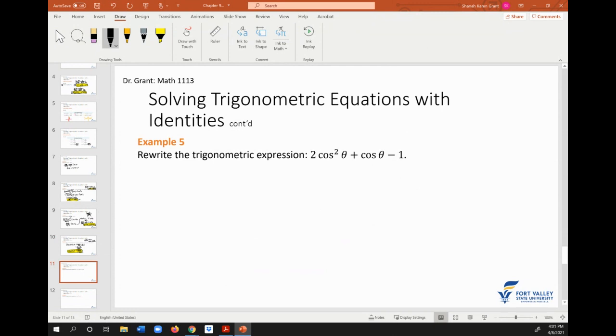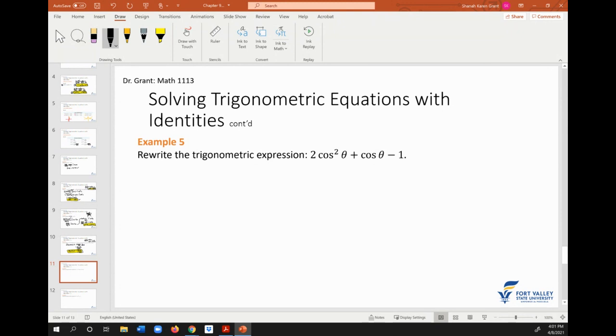All right, so now here we want to rewrite this trigonometric expression. And so I believe in our previous chapters, maybe 7 or 6, we did something called U substitution. So if you notice, this is 2 cosine squared theta plus cosine theta minus 1. It kind of resembles a quadratic expression.